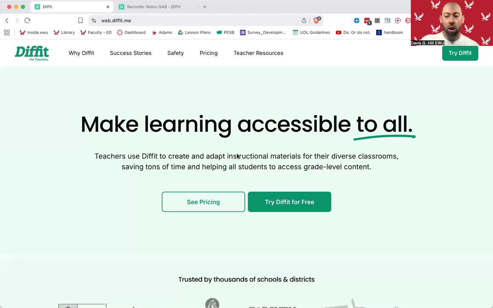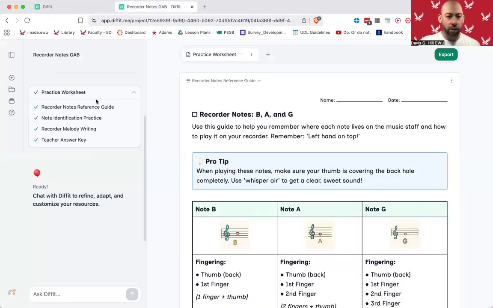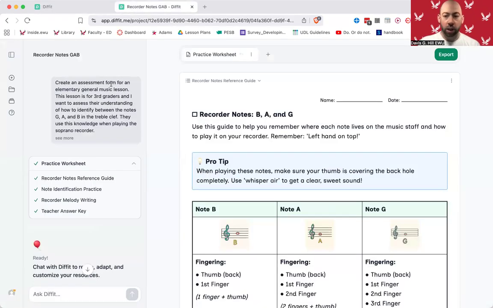so I'm going to go ahead and share my screen here. We don't have time for me to show you all of the steps, but what I did here was I put in a prompt that says create an assessment form for an elementary general music lesson. The lesson's for third graders, and I want to assess their understanding of how to identify the notes G, A, and B on the treble clef. They use this knowledge when playing the soprano recorder.